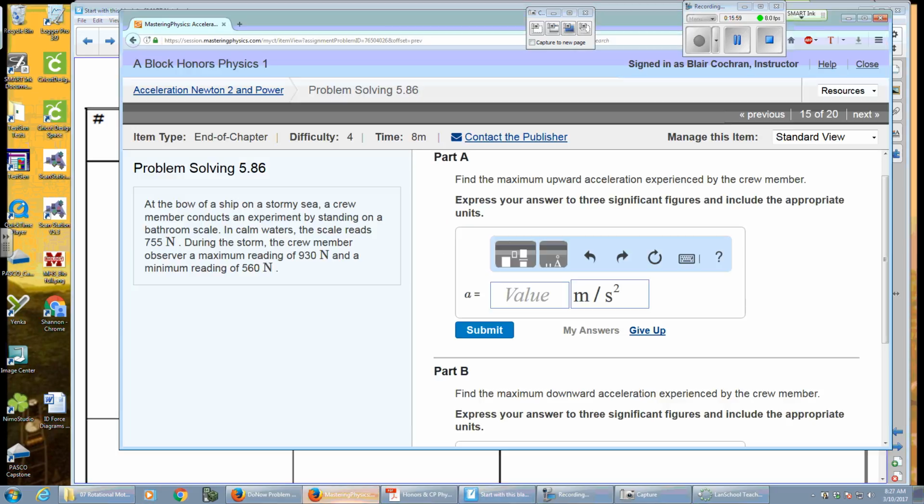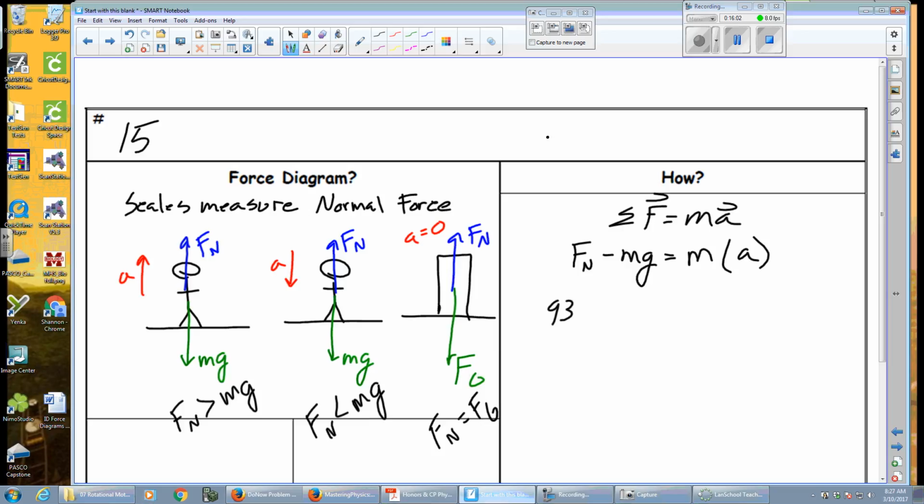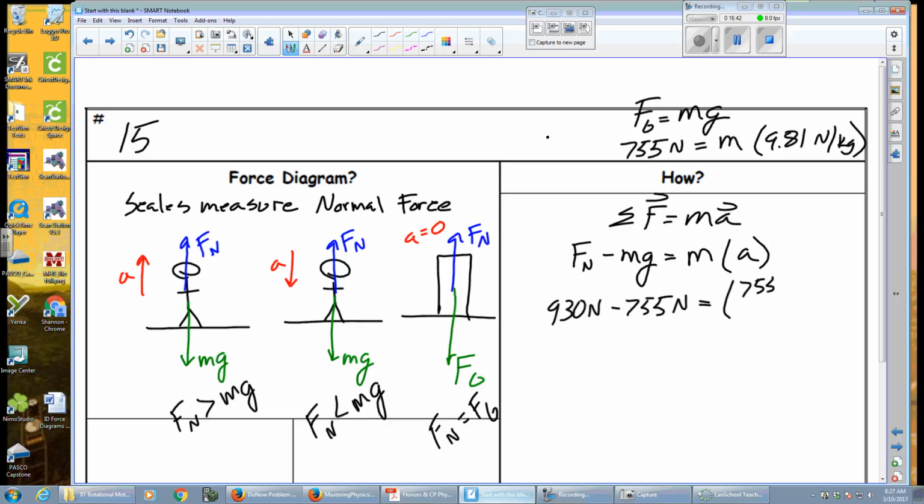So 930, 755. So this is 930 newtons minus 755 newtons equals, I don't know m. SpaghettiOs. Wait a minute. Wait, hold on. F sub g equals mg, right? 755 newtons equals m times 9.81 newtons per kilogram. Oh my goodness. Because my calculator is all the way 2 feet away from me, I'm just going to put that in. And then solve for a.